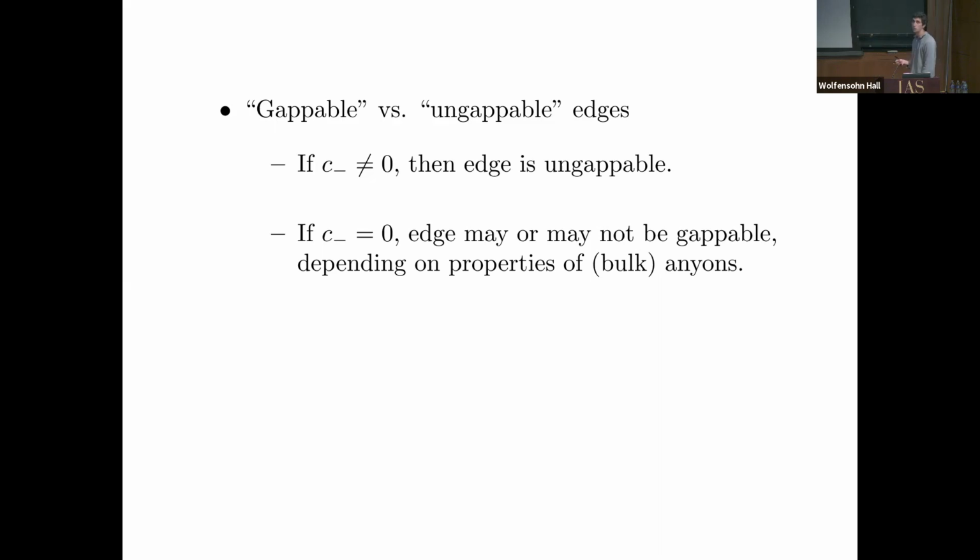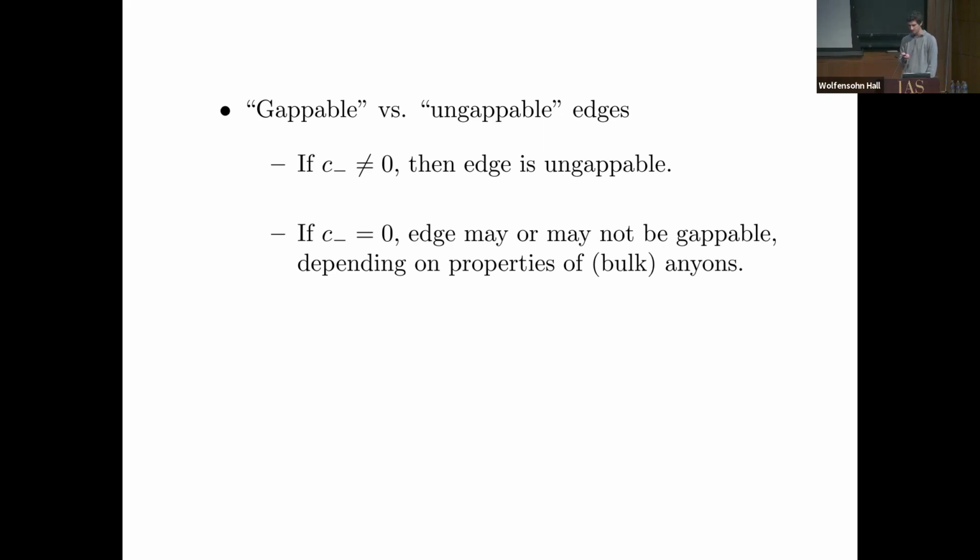The other thing that's maybe more non-trivial, and to me at least was a little surprising, is that even if C minus equals zero, the edge may or may not be gappable. You might think if C minus equals zero, there's no reason you can't gap it out. There's no anomaly that one can think about. But it turns out that's not the case. Even if C minus is zero, sometimes you have systems whose edge can be gapped, and some systems' edge cannot be gapped. The toric code is an example where it can be gapped. Later, I'll give some examples with C minus equals zero where the edge cannot be gapped. Whether it's gappable or not depends on the properties of the bulk anyons. So there's a criterion: if you know all the anyons and all their statistics, you can determine whether the edge can be gapped or not.